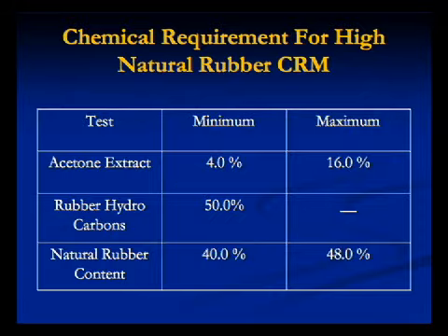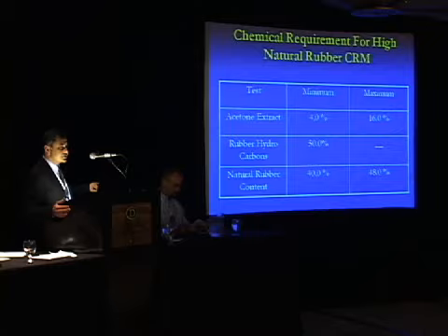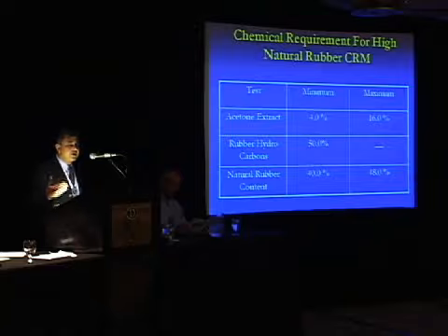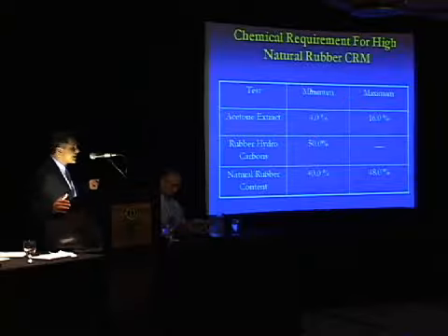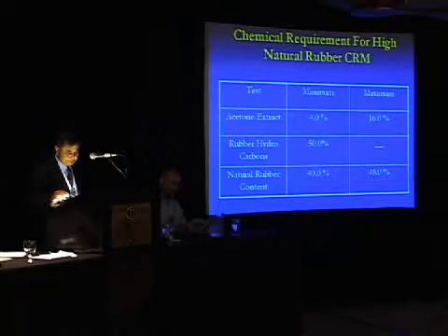Acetone extract should be between 4% to 16%. This is the amount of oil in your tire. For a brand new tire, you're looking at about 16% acetone extract. Older tires, dry tires, you're looking at a minimum of 4%. This applies to some of the old tires in legacy piles. If the tire is about 100 years old, it probably is not going to meet the acetone extract requirement.